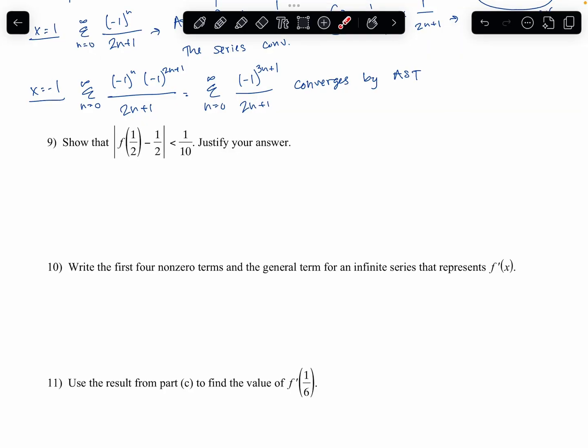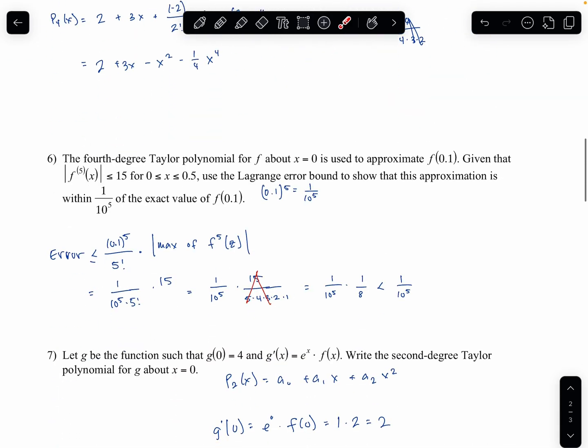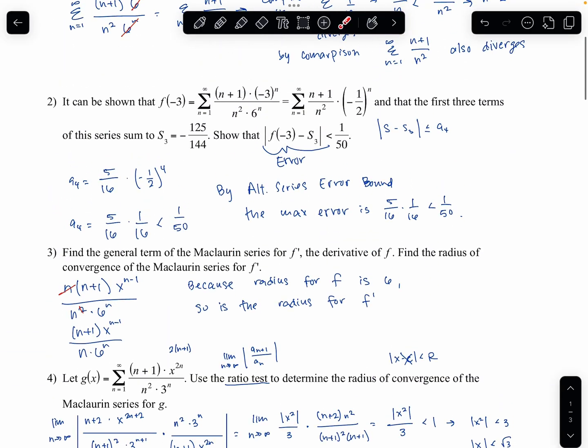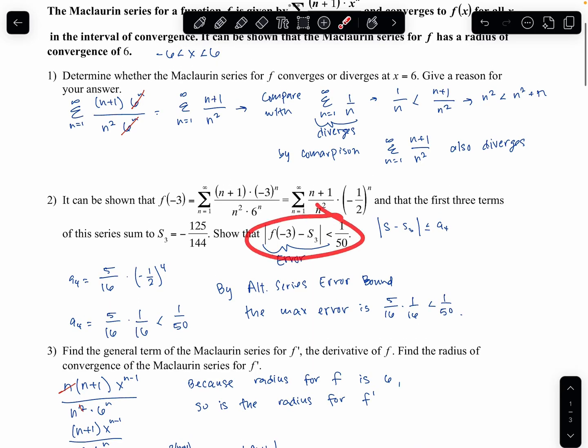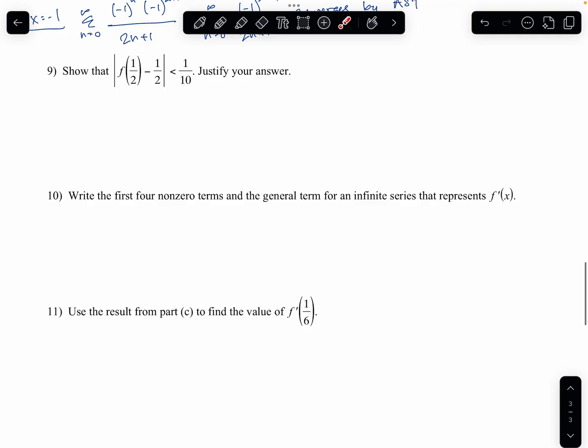Alright, for 9, show this expression. If you guys see an expression like this, there's been one for every single problem. Like in the previous one, you saw, this one's not quite, but it is the Lagrange error bound. And then we saw up here in the first problem, right here, the alternating series error bound. We might want to state that.